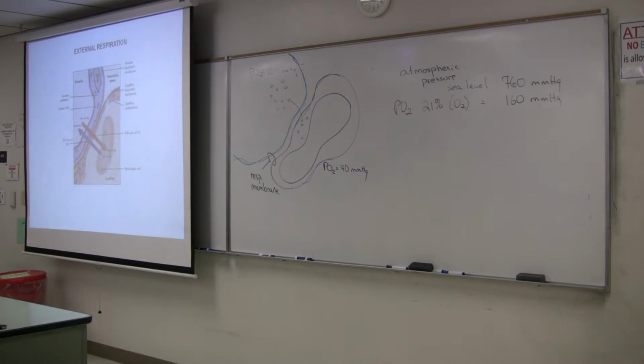Okay, so in the blood, we'll have 21% of the gases in the blood will be oxygen. Almost 80% of gases in the air is nitrogen. We have nitrogen in our blood as well.